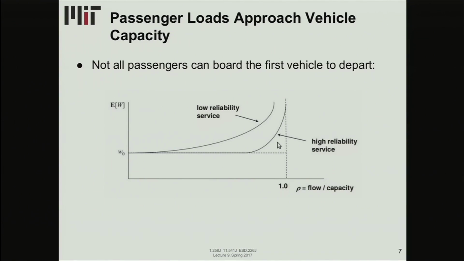Maybe you've done what you can, and this is relatively high reliability, but still you have some variability, and therefore you can't expect to reach that rho equals 1. It'll still blow up as you approach 1, but it's closer to 1, so that's good. Questions on this relationship?